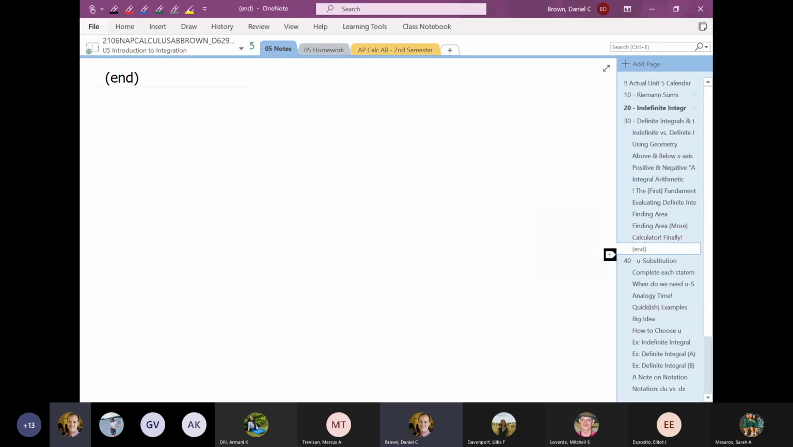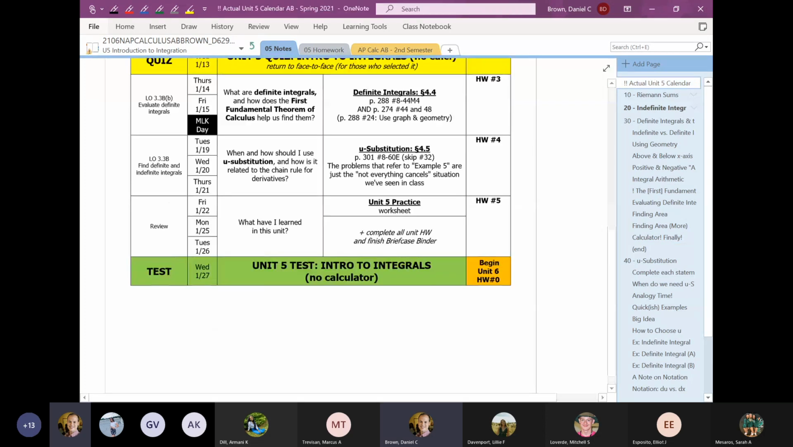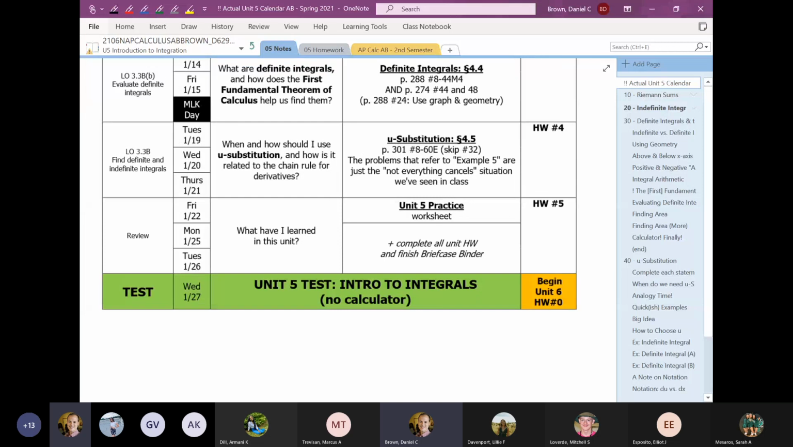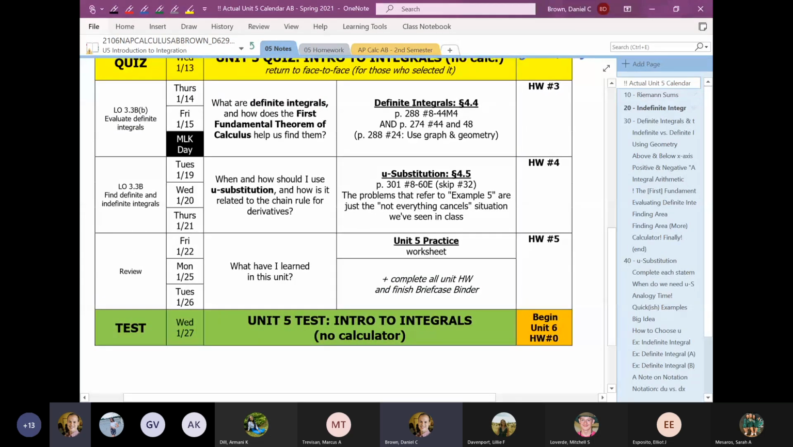Your assignment: we're past the quiz at this point, so you can go ahead and start working on homework number 3. I have 8 through 44, multiples of 4, and then I chose random 44 and 48. Those are the integral arithmetic ones that we haven't quite learned yet. This second half of the unit has just 2 topics: definite integrals, and then after the long weekend, U substitution. The test is going to be on the 27th of this month.